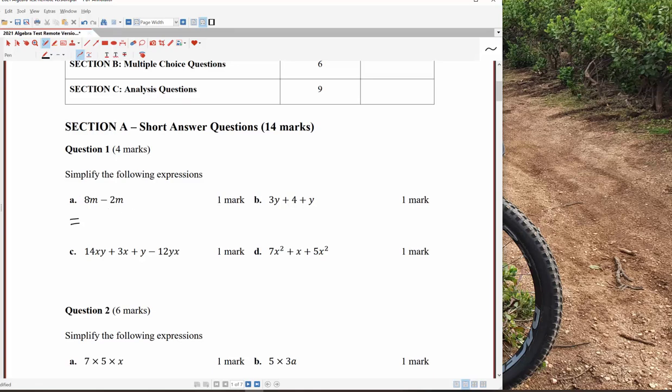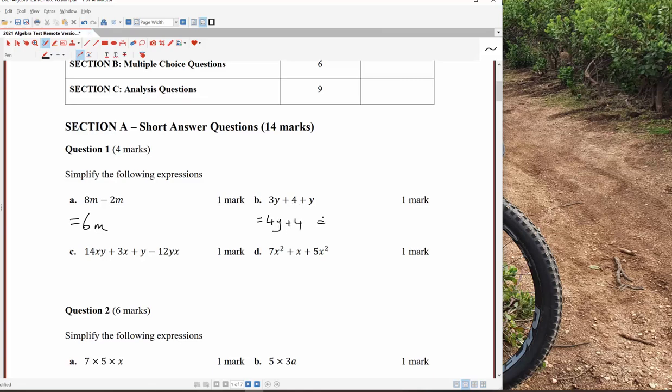So this is 8 lots of m and we want to remove 2 lots of m, so the answer is 6 lots of m. This one here, what we're doing is we're adding 3 lots of y to 4. They're unlike terms, so we can't stick them together, but we want to add y, okay? And so what we can do is add this y to the 3y to say that that's 4 lots of y in total plus 4.